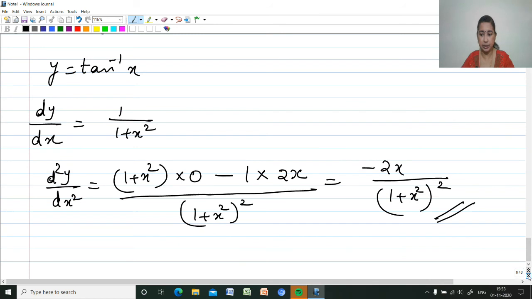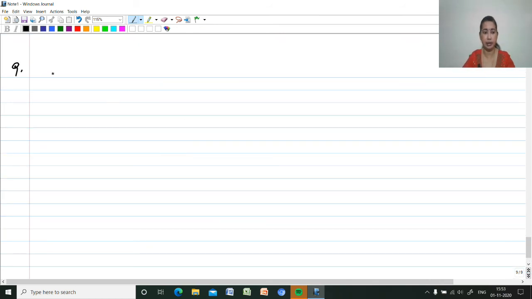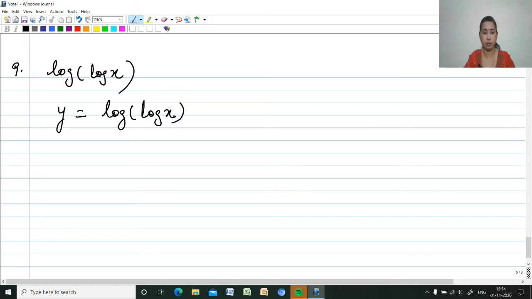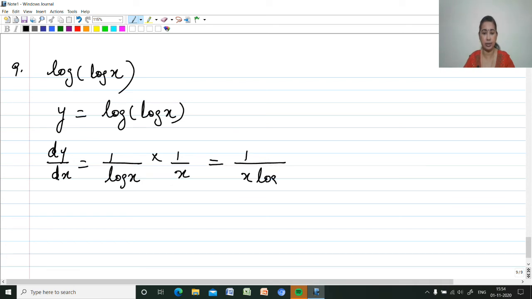Now next question, question number 9: log of log x. So let y is equal to log of log x. Finding the first derivative, dy by dx equal to derivative of log is 1 by log x into derivative of log x is 1 by x. So now we are getting dy by dx as 1 by x log x.